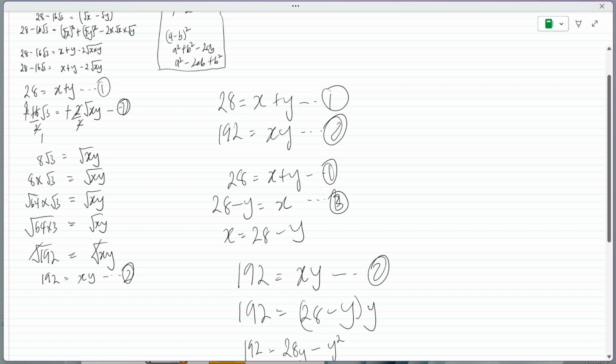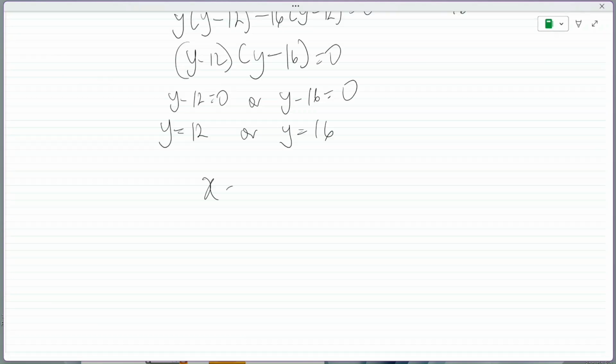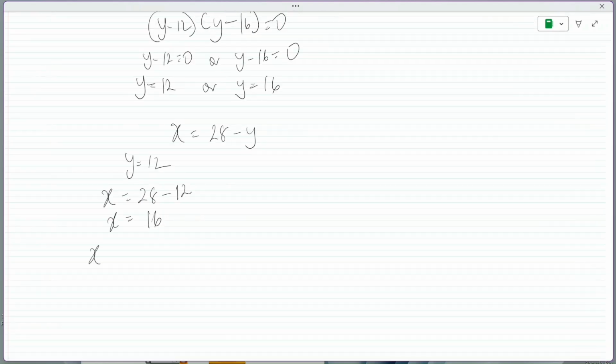Now we have the values for our y. We can find the values for our x. We can either use equation 1, equation 2, or equation 3. I prefer using equation 3. Equation 3 says x equals 28 minus y. For the first value of our y, where y is 12, what's x? X equals 28 minus 12. X is 16. So x is 16 when y is 12.